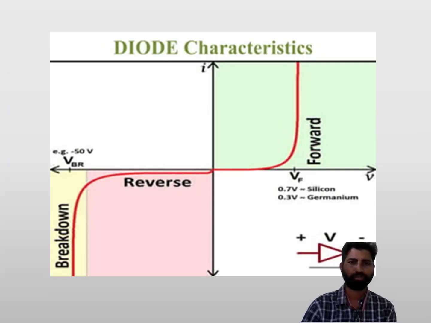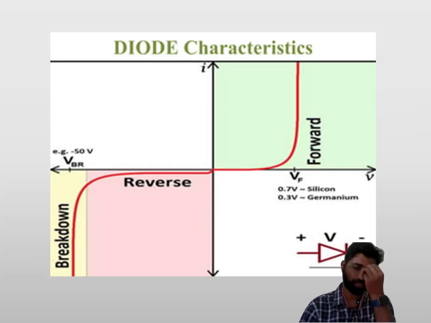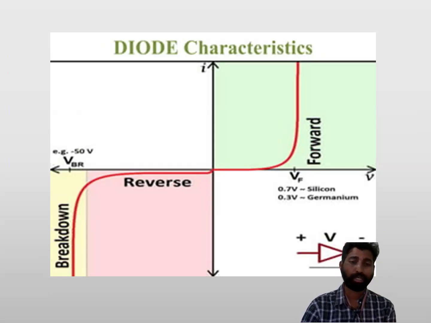Coming to the reverse bias condition, even though the depletion region increases, you can see that some amount of reverse current flows. This reverse current is due to the minority charge carriers. The current that exists due to the minority charge carriers is called the reverse saturation current.